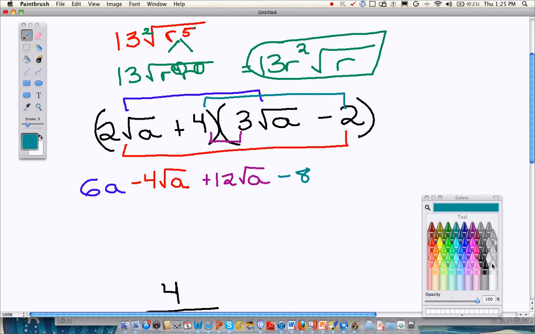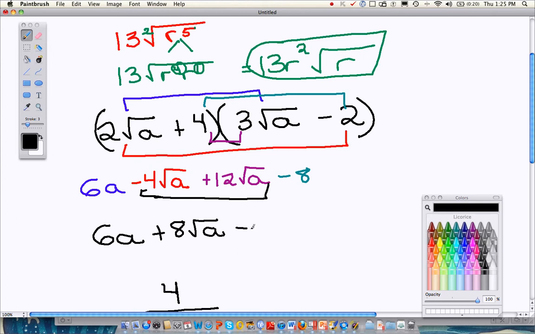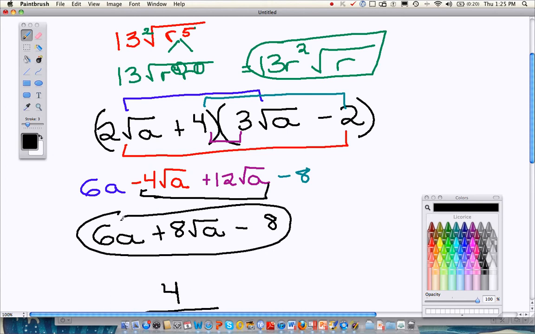Now we're almost done. We do have to combine these two middle terms. They are like terms. They both have the same thing under the radical exactly. So like above, we can combine them together and say negative 4 plus 12 is a positive 8 root a minus 8. And there you have your solution to the multiplication of radicals.